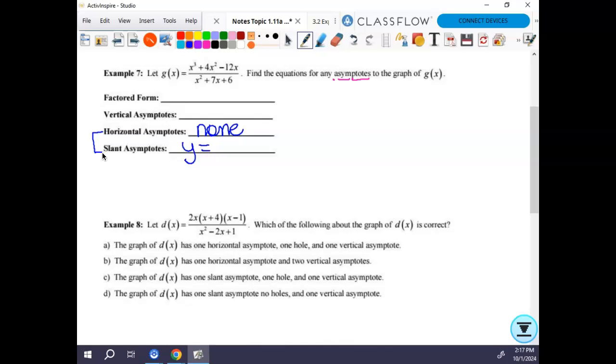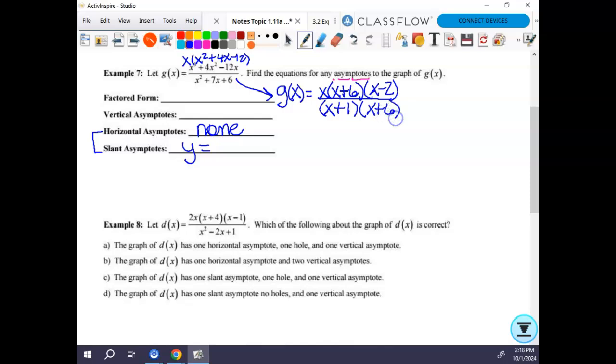All right, but in order for me to figure that out, again, I could do my long division here, but maybe I can cancel something out first. So let's try that. I don't really have a whole lot of room for where it says factored form, so let's do it right here. G of x is equal to, in the numerator, I can factor out an x, leaves me with x squared plus 4x minus 12. So that gives me x times x plus 6 times x minus 2. Then the denominator would be x plus 1 times x plus 6.